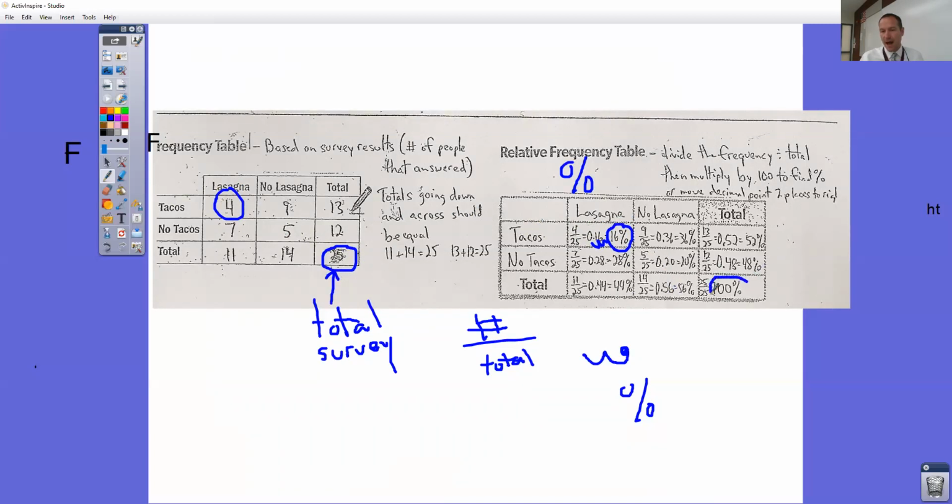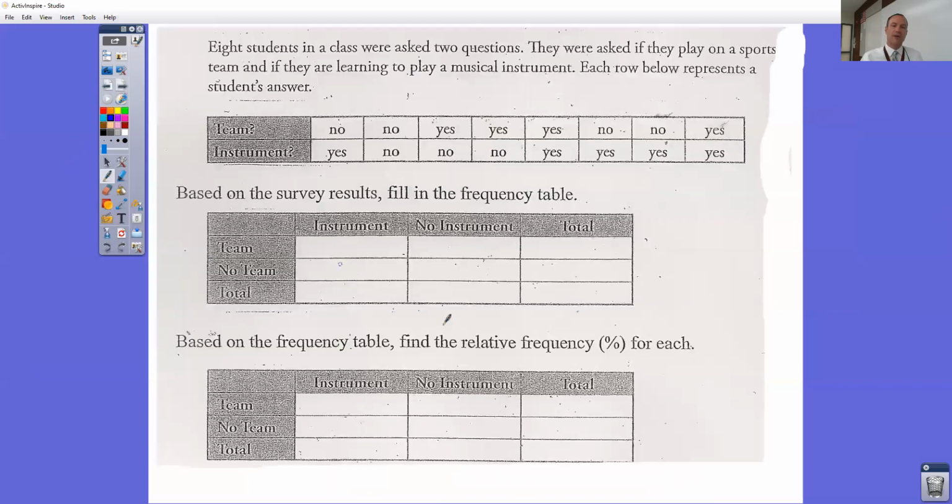This number in the bottom right-hand corner should always be 100%. Just like your frequencies add up going up and down and going across, your percents will do the same thing. So let's actually try one of these. This is the last one.